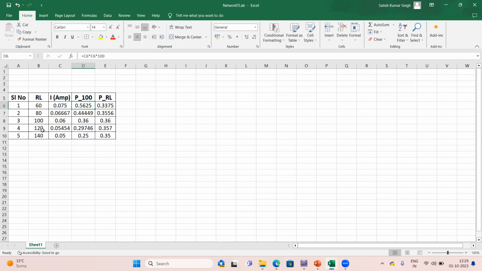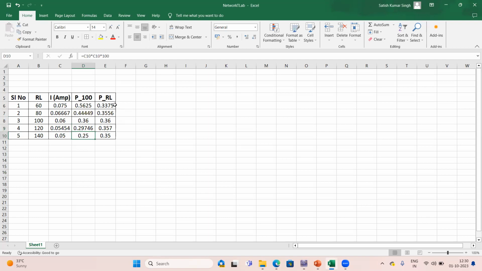If you go down to 120 ohms or 140 ohms as your load resistance, then you will be able to easily calculate these values. This is the power delivered to the 100 ohm RS. Here you can observe one thing: once we are increasing this RL value, the power delivered to this 100 ohm resistance is decreasing. Now here it is 0.36 watt, and now it is 0.29746, and here it is 0.2.